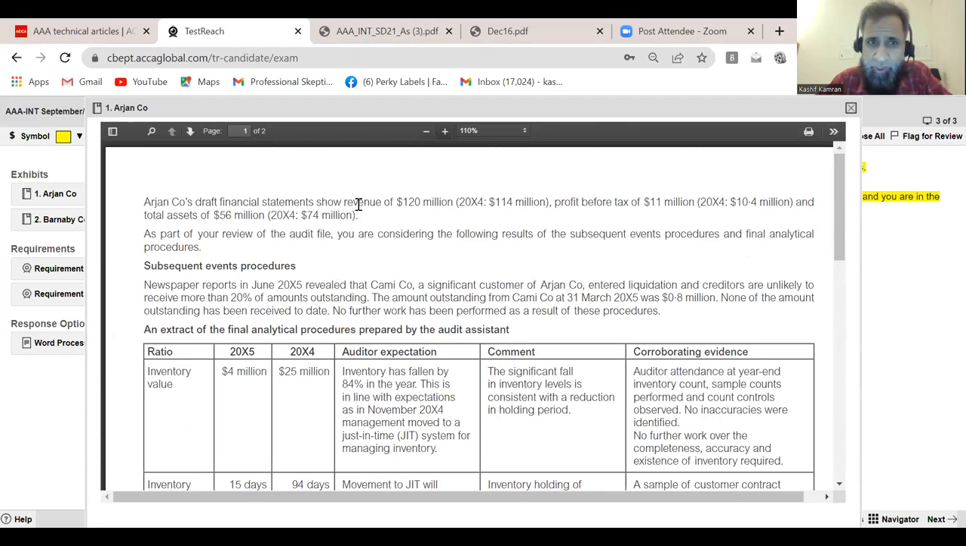Urgent company's financial statement shows a revenue of $120 million. Last time the revenue was 114. You can use the revenue number for finding the materiality. So revenue is 120, profit is $11 million. You can use them and you need to comment on the materiality for Urgent company, and the total assets are 56 million. Fine. As part of your review of the audit file, you are considering the following results of the subsequent events and analytical procedures. These are the results of analytical procedures and subsequent events given to you, and you need to comment on the inconsistency of the evidence obtained. Subsequent event procedures.